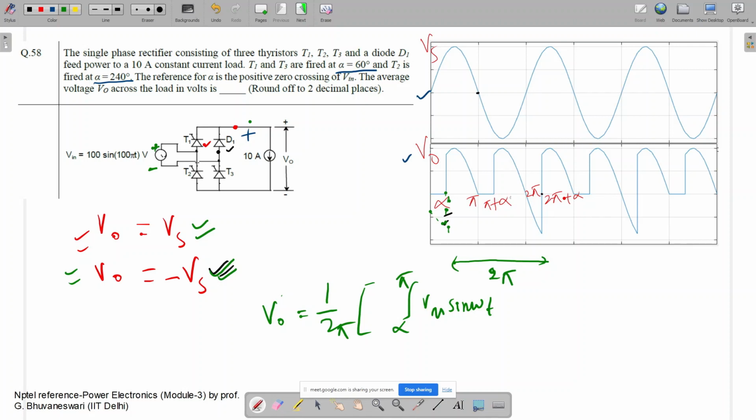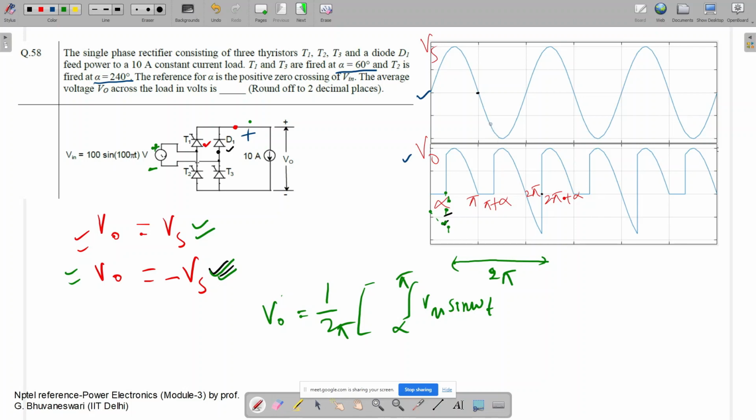And from pi plus alpha to 2 pi plus alpha, what will happen? D1 and T2 will conduct. Again at 2 pi plus alpha, we are firing T1 and T3. So till here, T2 and D1 will conduct and the output voltage will be the negative of the source voltage.